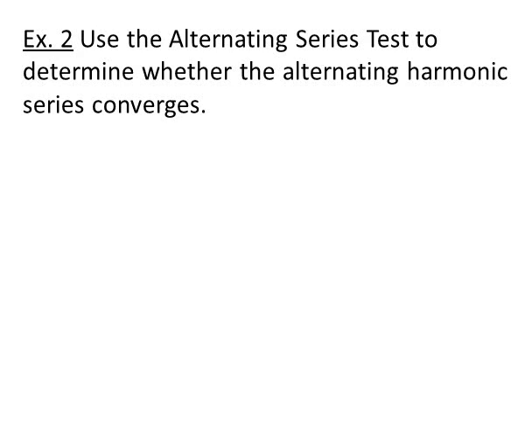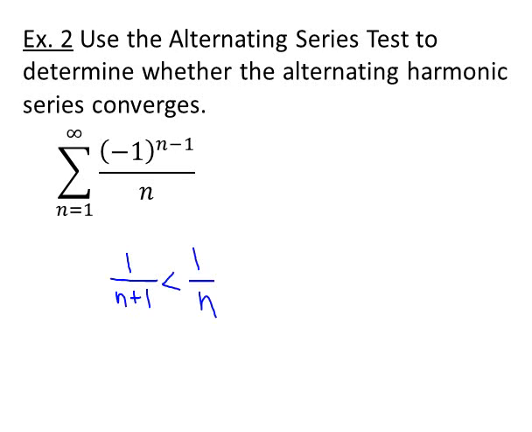In example 2, I'll use the alternating series test to determine whether the alternating harmonic series converges. Just like it sounds, the alternating harmonic series looks just like the harmonic series 1 over n, except that it alternates. First, I need to show that the absolute values of the terms decrease. 1 over n plus 1 is the n plus first term, and 1 over n is the nth term. Since the denominator of 1 over n plus 1 is larger, it's the smaller of the two fractions.